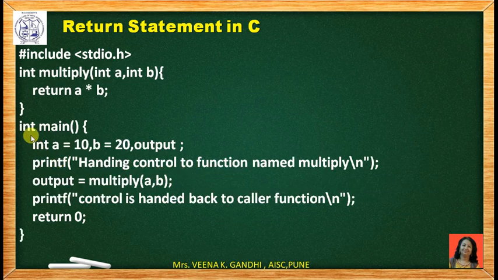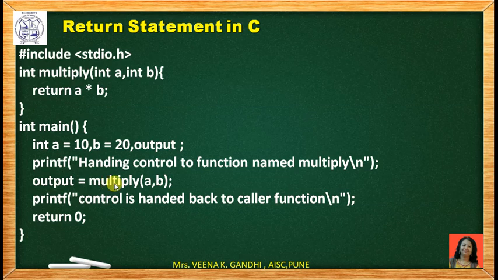Let's see an example of the return statement. Here there are two functions, main function and multiply function. Now in main function, we define two variables, a having value 10 and b having value 20. Now first printf handing control to the function named multiply. So output equal to multiply in brackets a comma b.